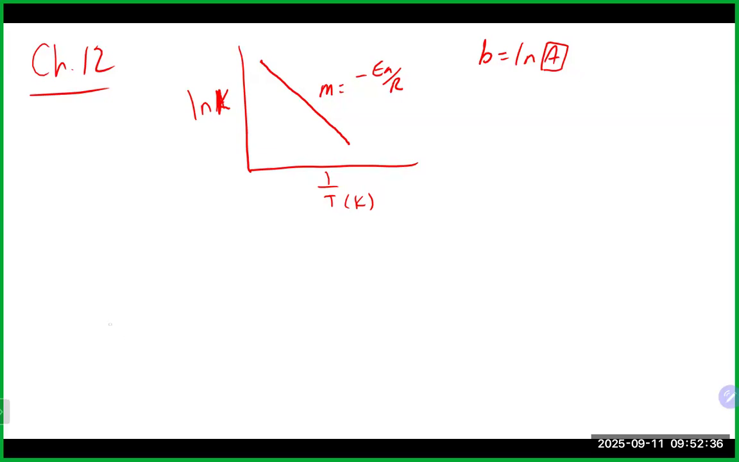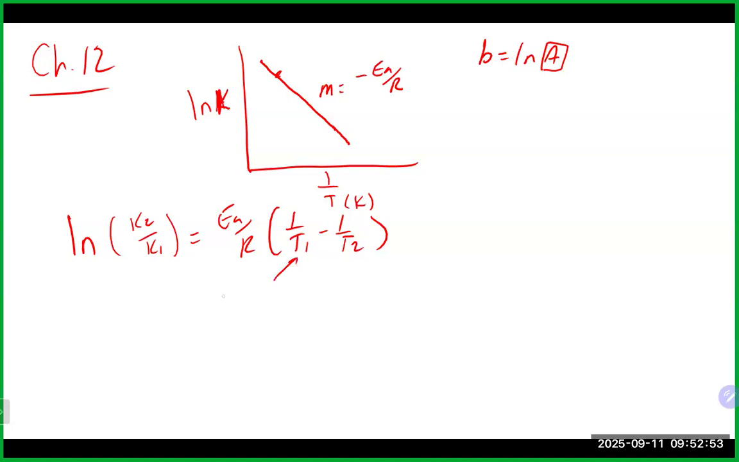There's also the 2-point version of that equation where, technically speaking, if you know 2 points along that line, you could just mathematically go after it there. Natural log of k2 over k1 equals Ea over R, 1 over T1 minus 1 over T2. Again, Kelvin for our temperatures. R is our gas constant, 8.314 joules per Kelvin per mole.